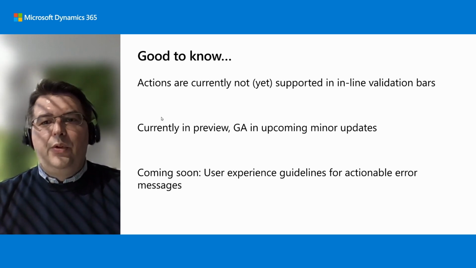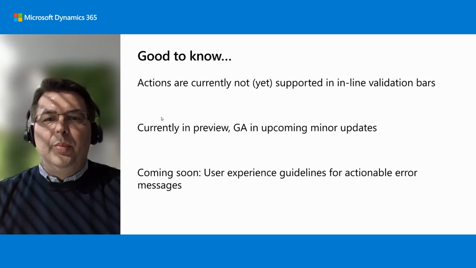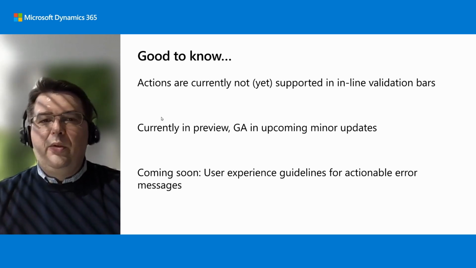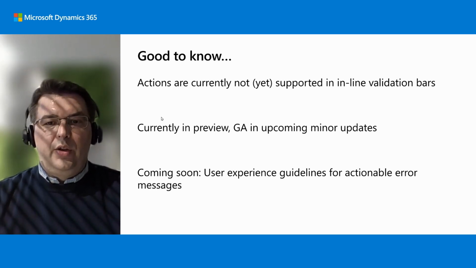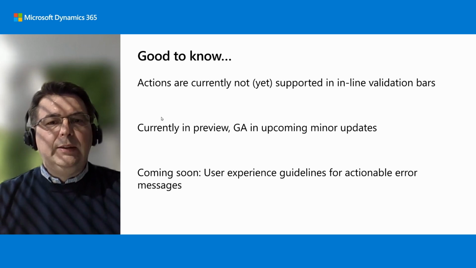To guide developers to provide users with a consistent experience with actionable errors, we are also in the process of preparing user experience guidelines. User experience guidelines will describe when and where to use actionable error messages and will be there when we make actionable errors generally available. Well, that was all I had for the actionable error messages. Now off to Mike back in the studio to tell us what else is new and exciting in Web Client.